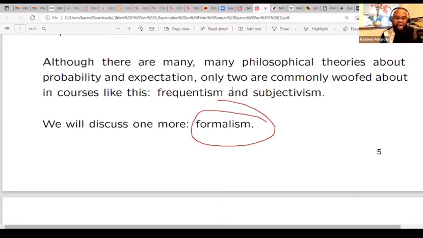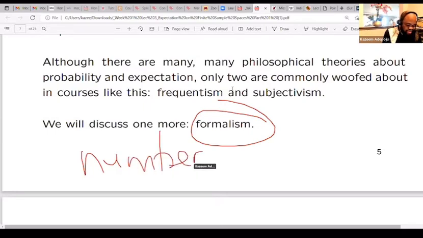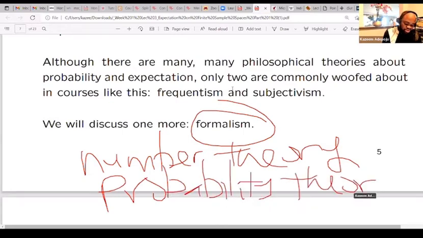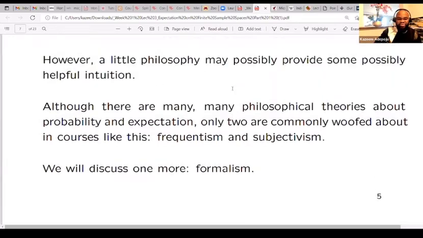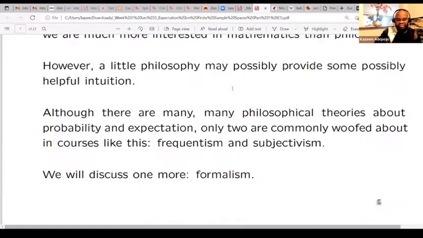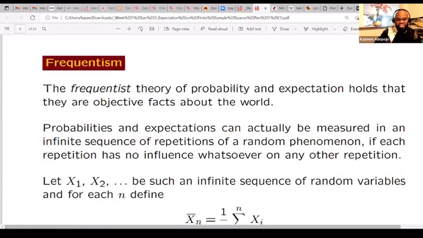only commit ourselves in the world to number theory, or probability theory. That is what they just believe. We only commit ourselves to the number theory. Now, I'm going to talk more on the frequencies in terms of notation.